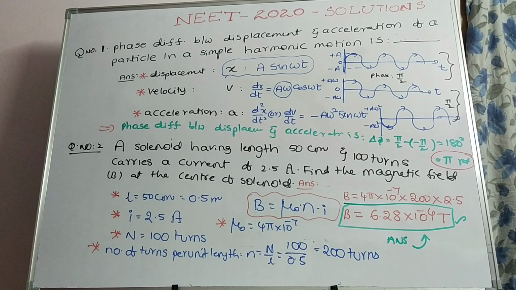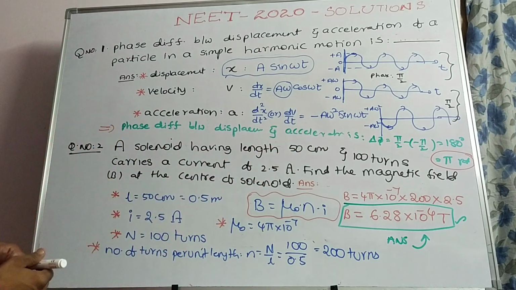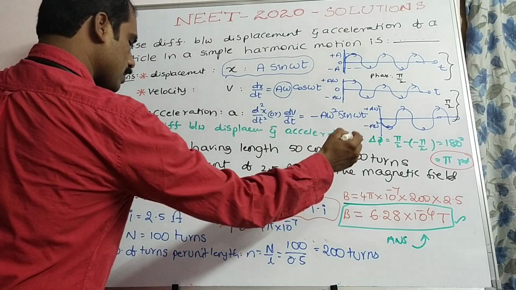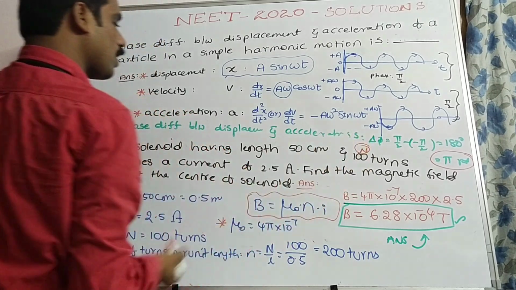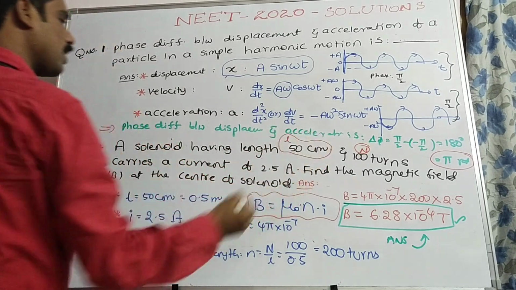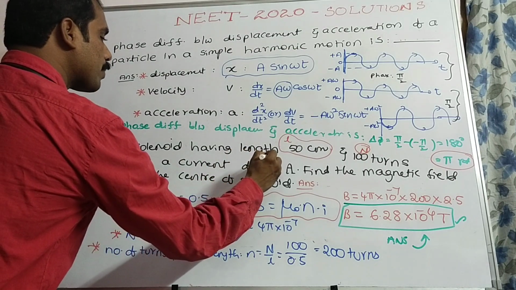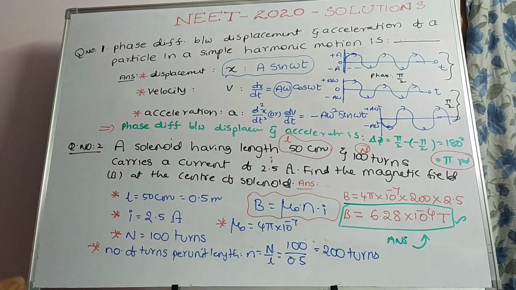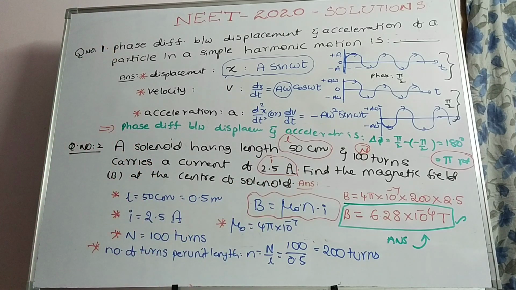Now here is question number 2. A solenoid having length 50 centimeter and 100 turns: number of turns n is equal to 100, and length L is equal to 50 centimeter. It carries a current of 2.5 ampere, current I is equal to 2.5 ampere.